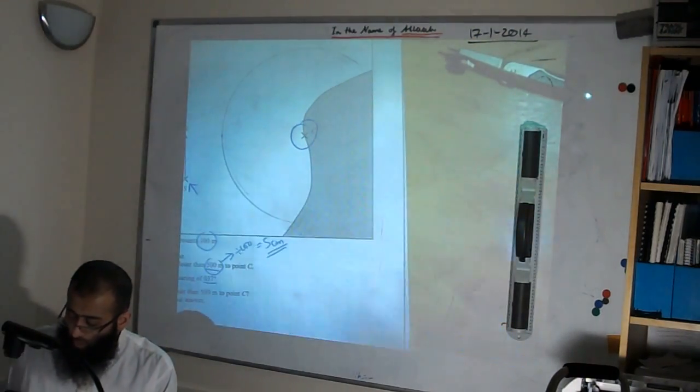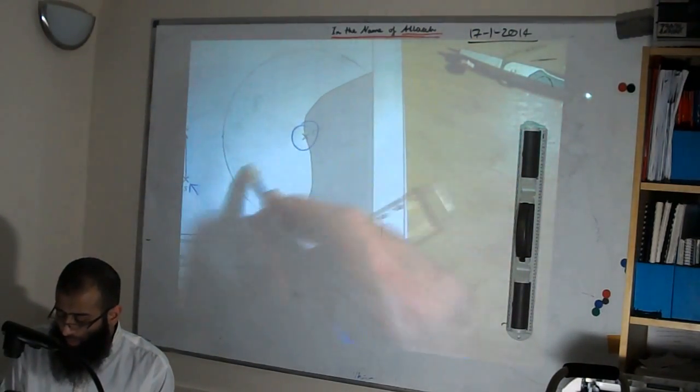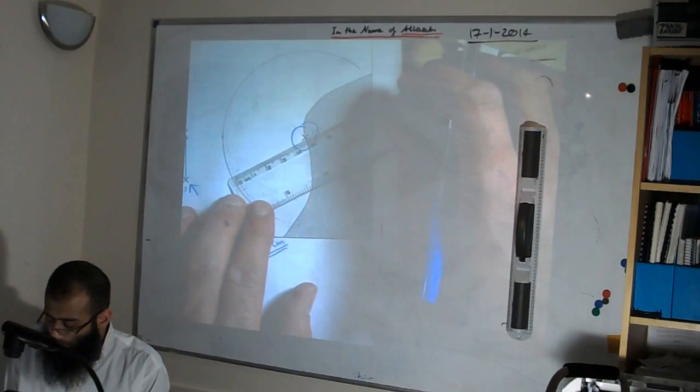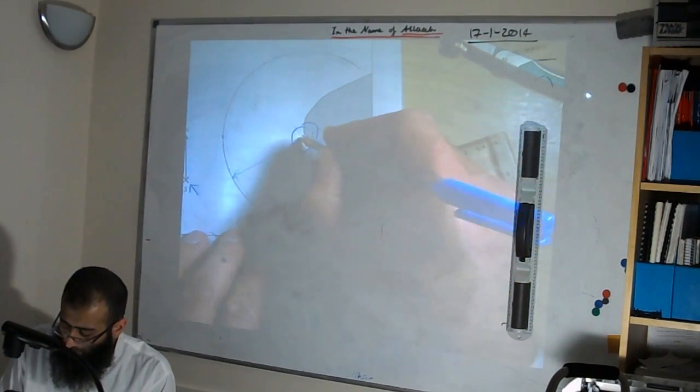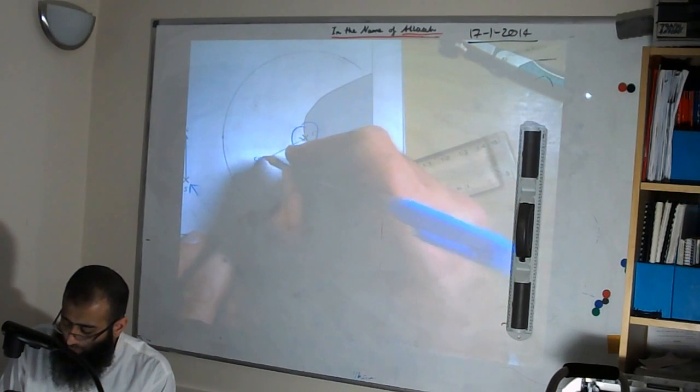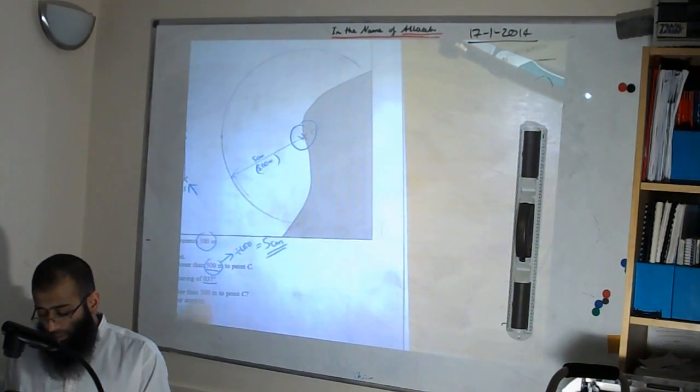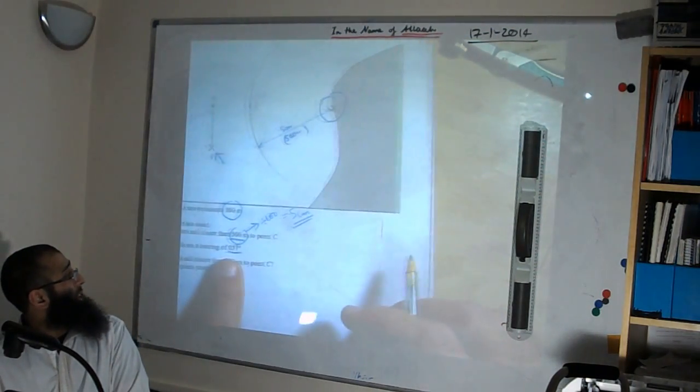Now, we know the distance from here to there is going to be 500 meters in real life. Yeah? So that here is 5 centimeters, which represents 500 meters. Now, it says we need to do a bearing of 037, is that right?